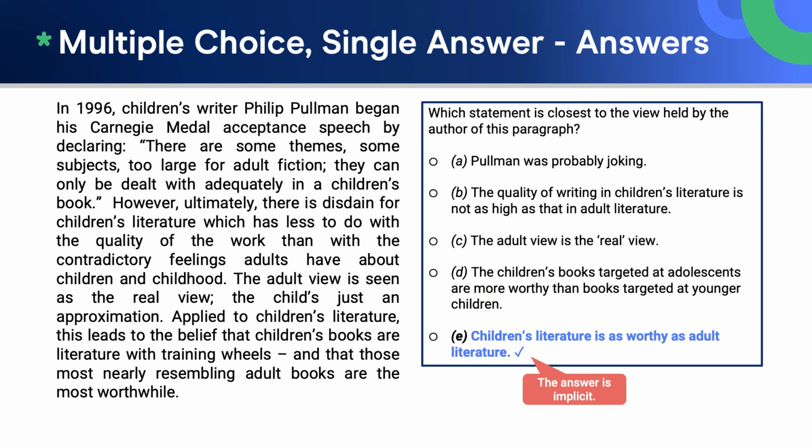Finally, E. E says, children's literature is as worthy as adult literature. That is the view held by the author, and that is what this text is all about. If you were to summarize the text, then it would be best summarized by answer option E. They're saying the same thing, but in different words. That was a tricky one. Always keep that question prompt in mind. In multiple choice, choose single answer, you're always reading for something. That is, you're reading for the answer to the question prompt.